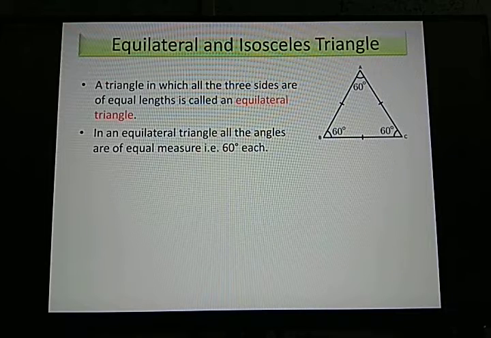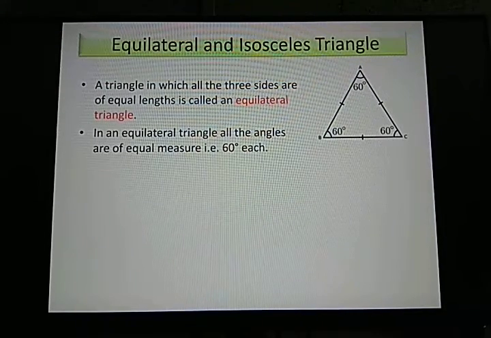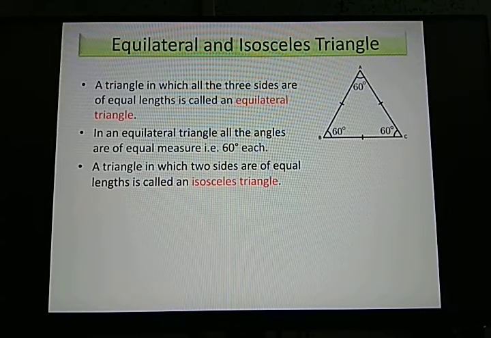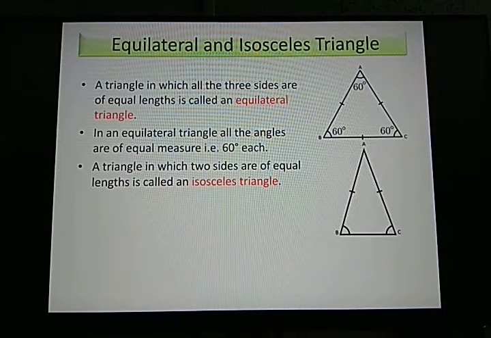Clear? Now moving on to our next special kind of triangle, that is called an isosceles triangle. So what is an isosceles triangle? A triangle in which two sides are of equal lengths is called an isosceles triangle. As you can see in the figure, here ABC is an isosceles triangle. Why? Because here the sides AB and AC are equal. Clear?